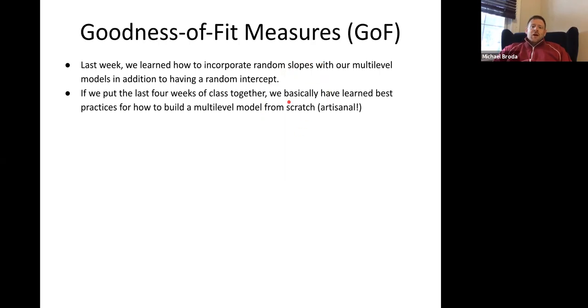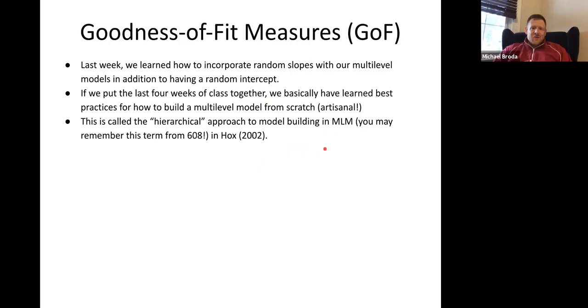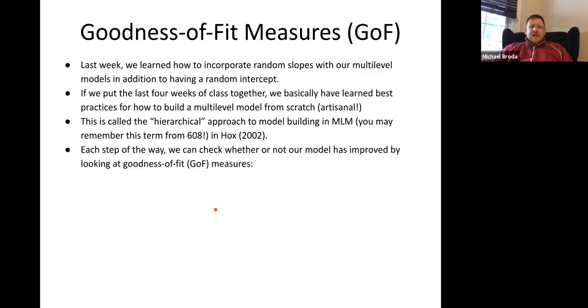And again, basically, if we put this all together, we've learned how to build a multi-level model from scratch, right? Artisanal in some ways, right? Very cool. And this is the hierarchical approach. In each step of the way, as we go along, we can check whether or not our model has improved by looking at goodness of fit measures. So this is a useful way of thinking about, okay, is my model actually getting better as I progress along these steps?